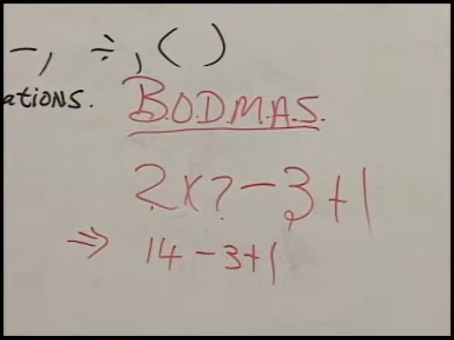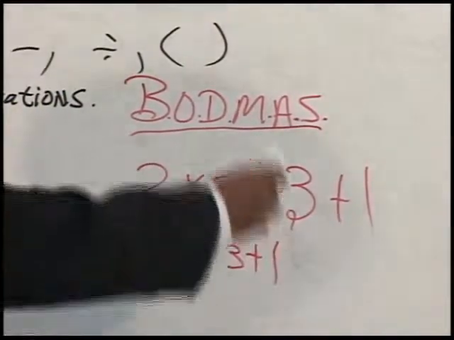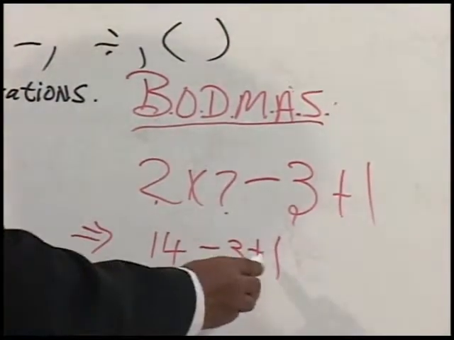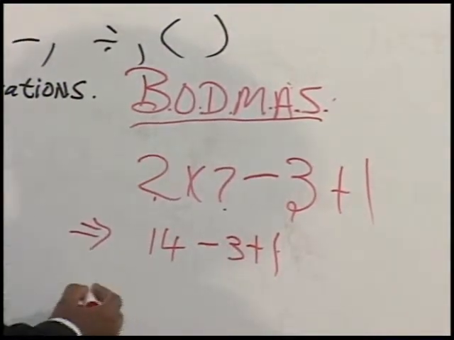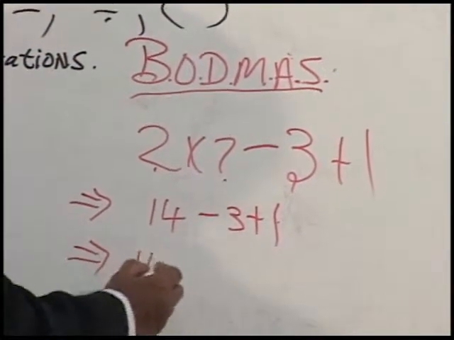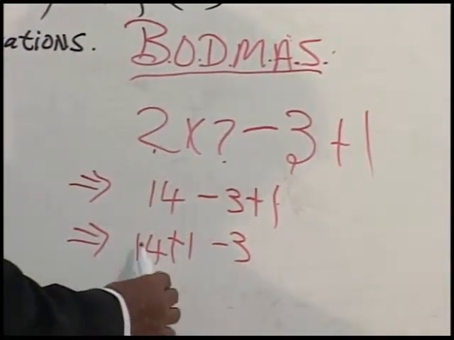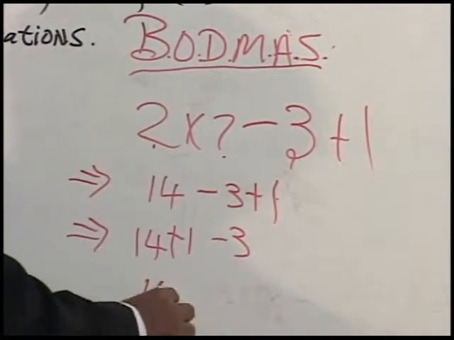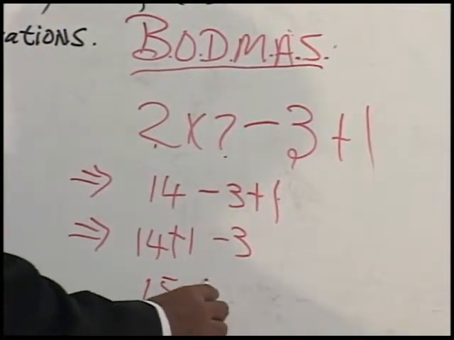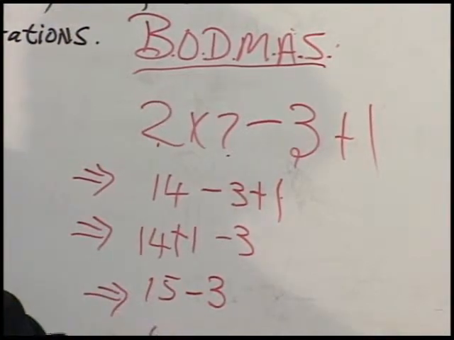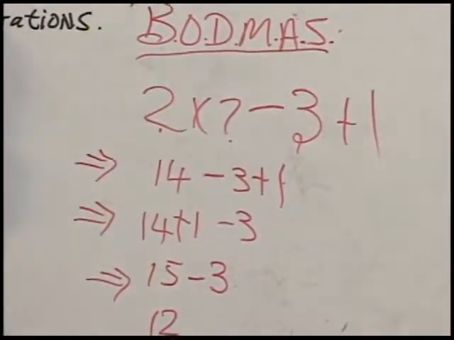What's the next one that we would have to look at? Is it 14 minus 3? No. Because in terms of sequencing, addition comes before subtraction. And this is our addition sign right here. So we should be saying 14 plus 1, and minus 3 is last. So 14 plus 1 gives us 15. And lastly, minus 3, which will then give us our answer of 12.